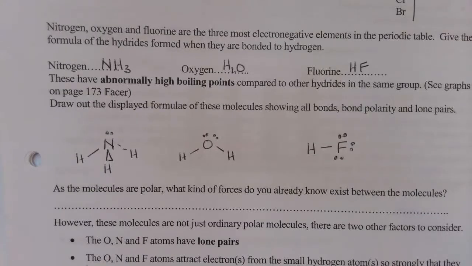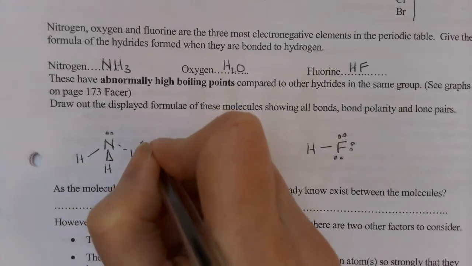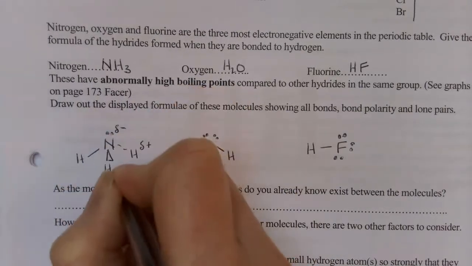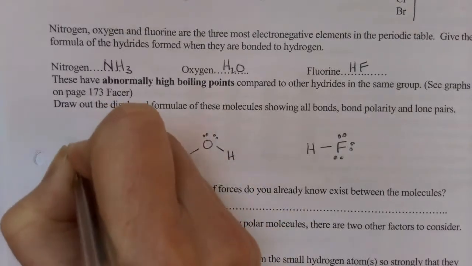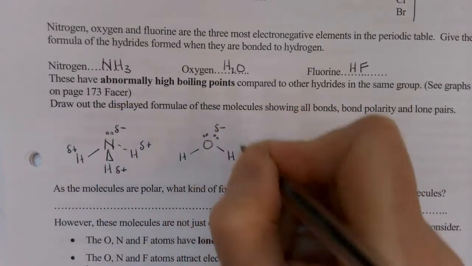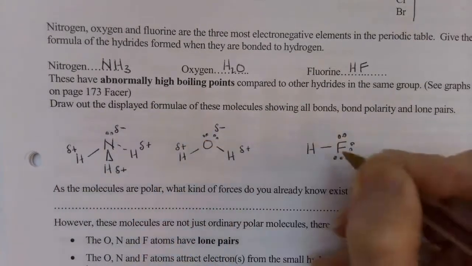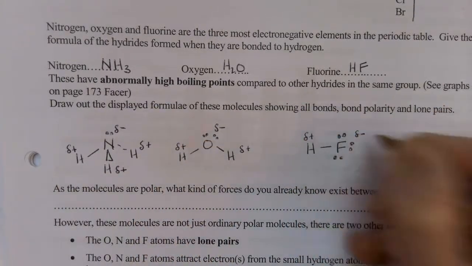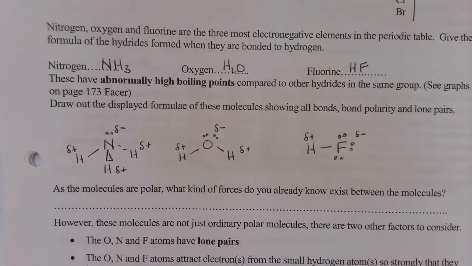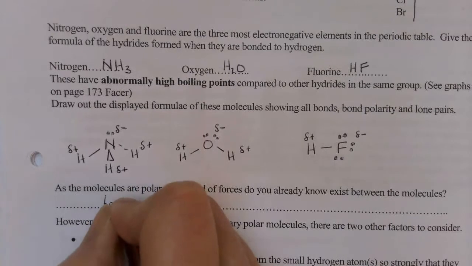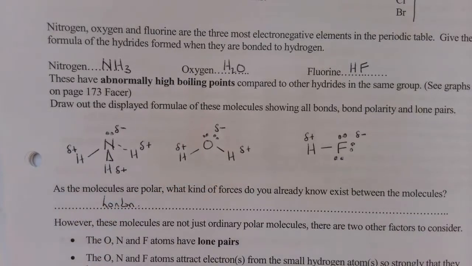So we have these 3 molecules. They are all polar molecules because they have a large electronegativity difference between the hydrogen and either the nitrogen or the oxygen or the fluorine. The nitrogen, oxygen and fluorine also all have lone pairs. Now, the molecules are polar. They already have London forces. But everything has London forces. The reason that these 3 have such an abnormally high boiling point is down to this hydrogen bonding.